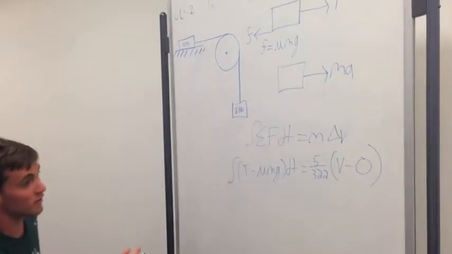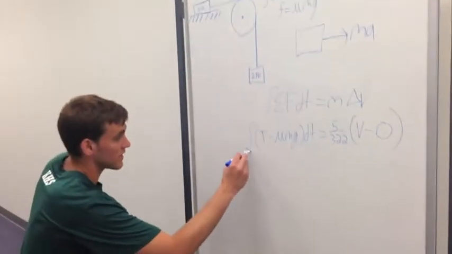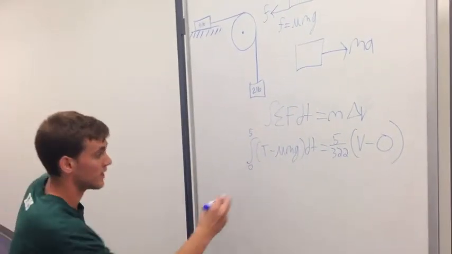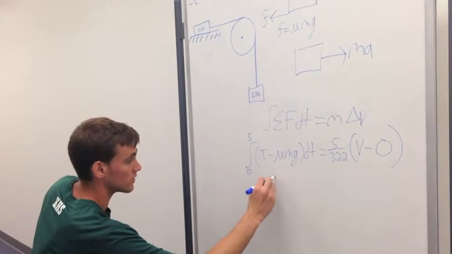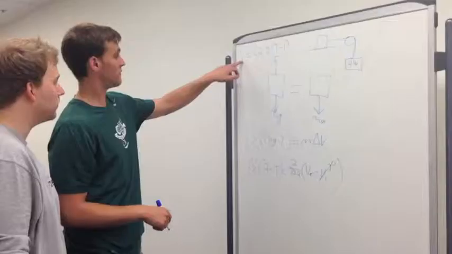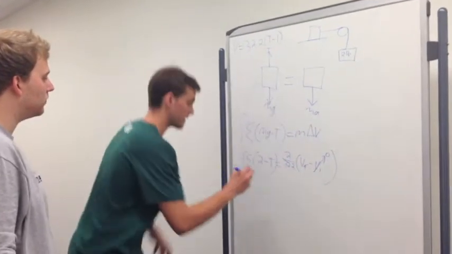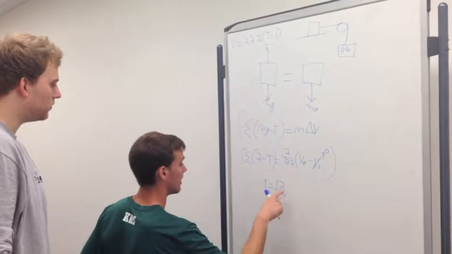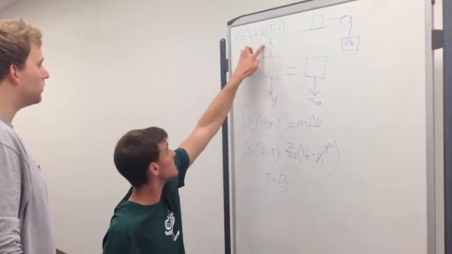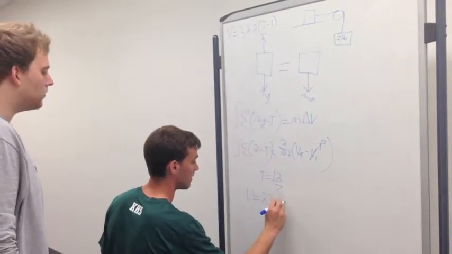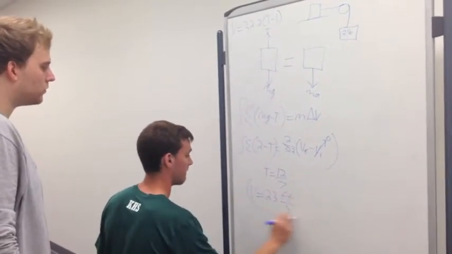We know that we want the velocity at 5 seconds, so we take the integral from 0 to 5, and when we do the calculus and the algebra, we end up getting v equals 32.2 times (t minus 1). Plugging in this v, we get t equals 12 over 7, and then we can plug that t back into this t and get v equals 23 feet per second.